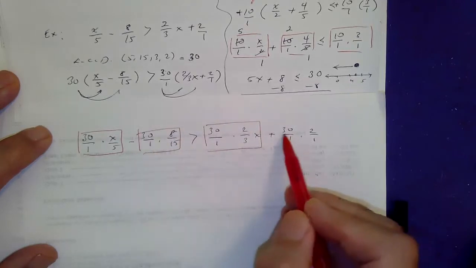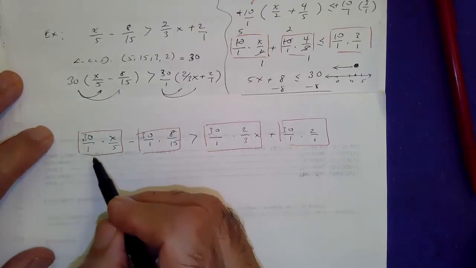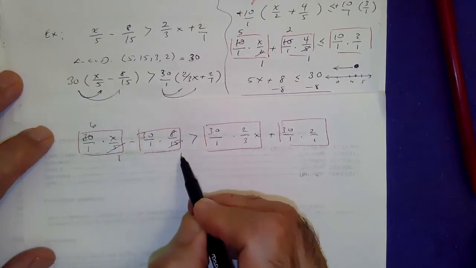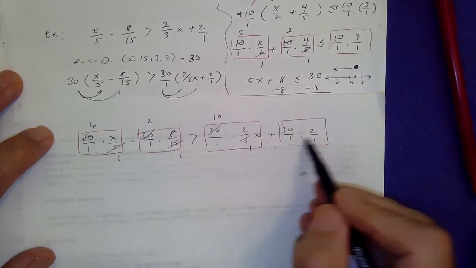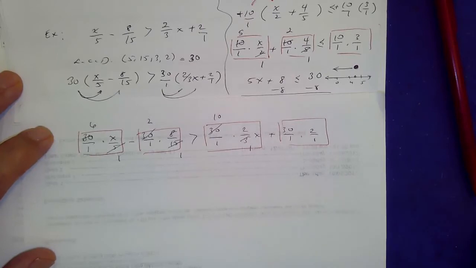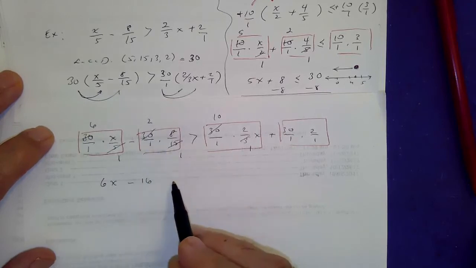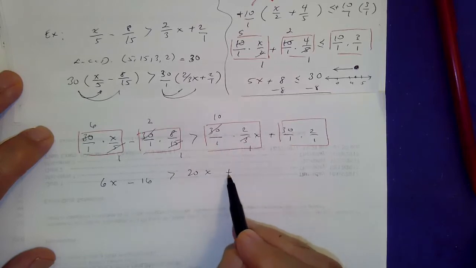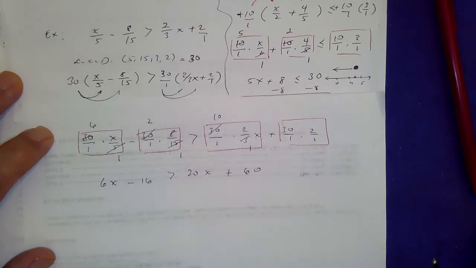Inside each of these boxes, you are asked to multiply 2 fractions. How do we multiply 2 fractions? We cross-reduce them first. So 5 goes into 30 6 times, 15 goes into 30 twice, 3 goes into 30 10 times, and there's nothing to cancel in the last box. So let's see what we got left with. 6x minus 16, that's 2 times 8, greater than 20x plus 60. That's 2x times 30, and that's 30 times 2.